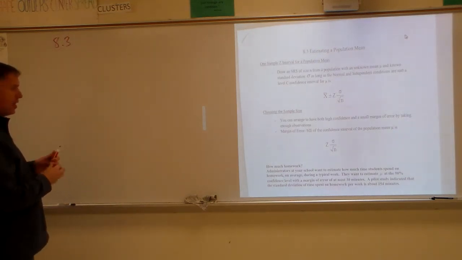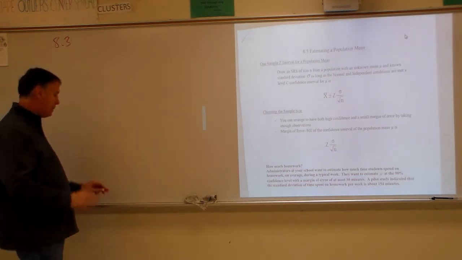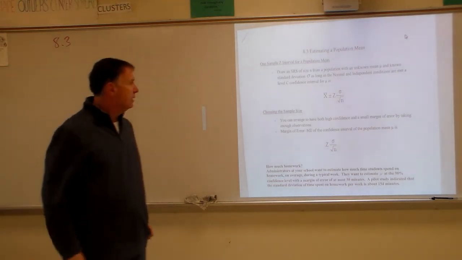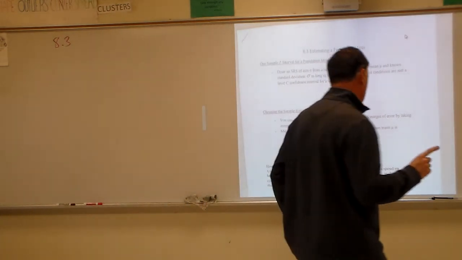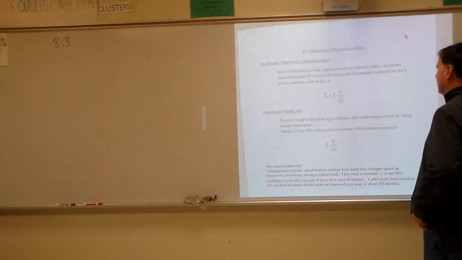It says draw an SRS of size n from a population of an unknown mean and known standard deviation. So underline that for me, please.